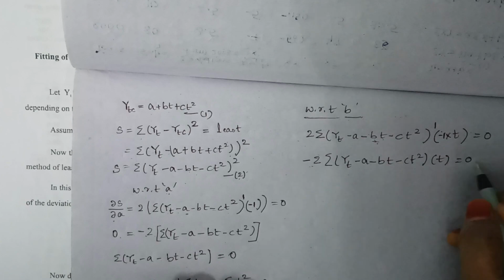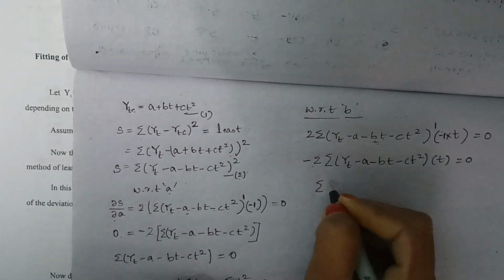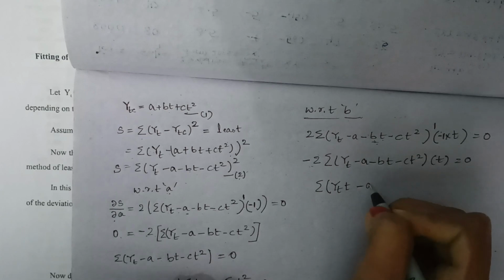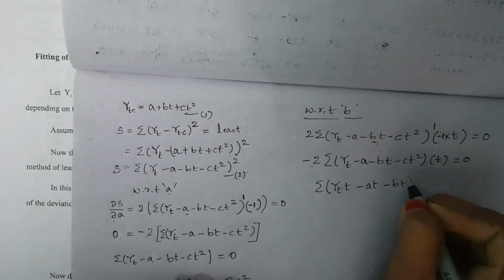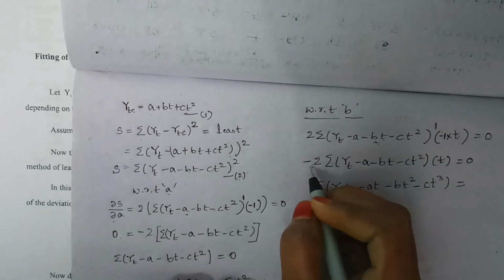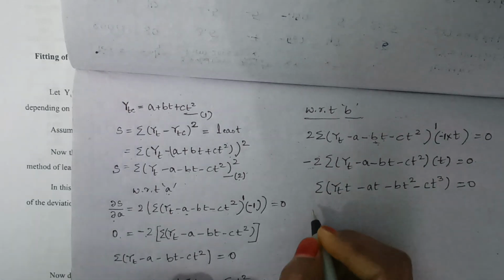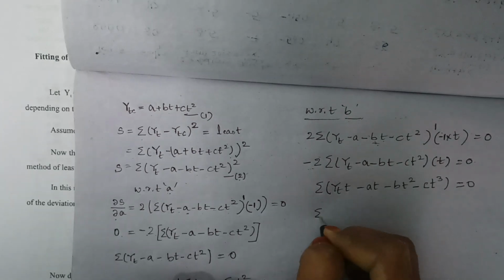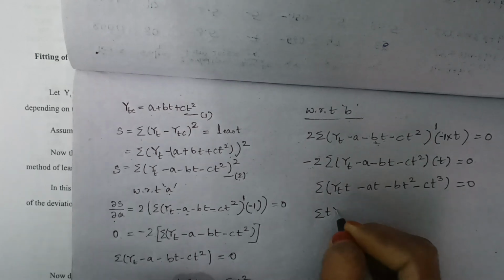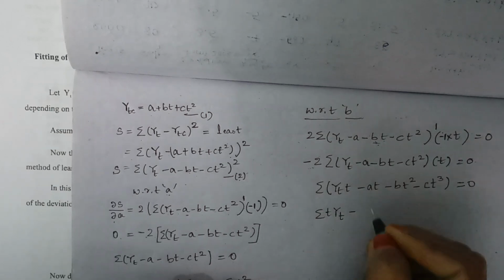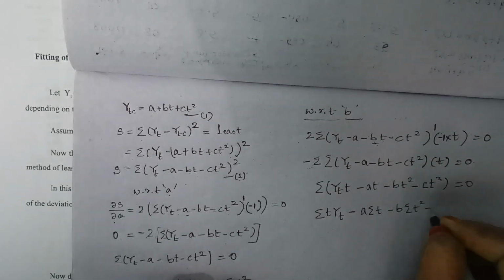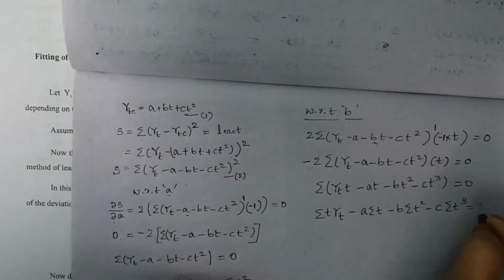If we send this minus 2 to this side, it becomes 0. So summation, and multiply this t. Therefore yt into t minus at minus b, t into t is t square, therefore minus c, t square into t is t cube, is equal to 0. Now multiply it. Summation t into yt minus a is constant, so a summation t, minus b is constant, summation t square, minus c is constant, summation t cube is equal to 0.